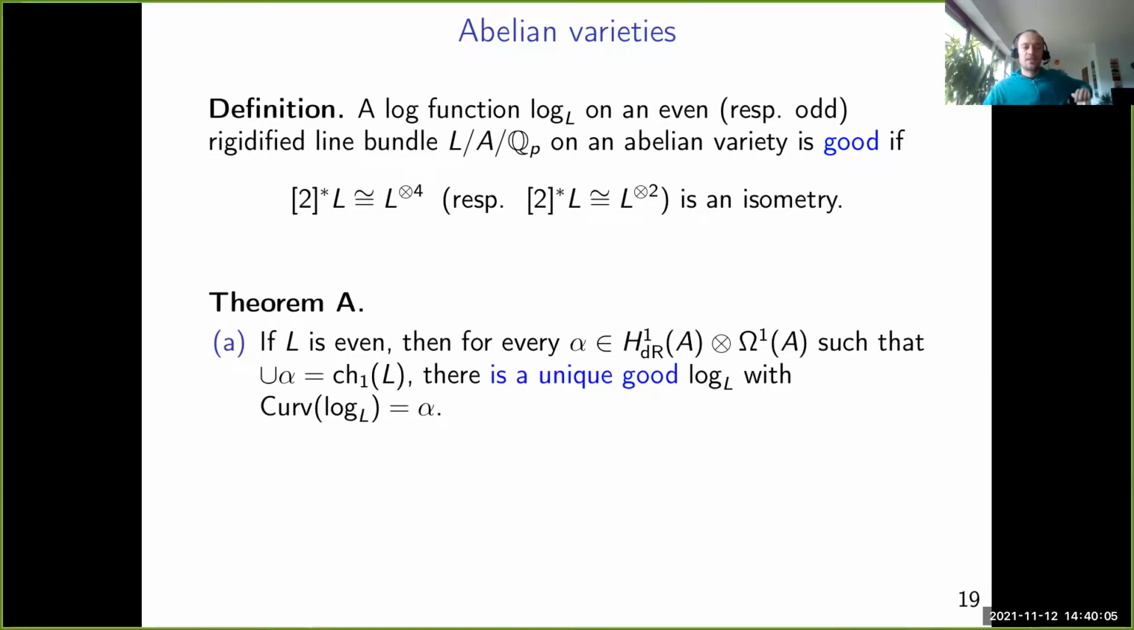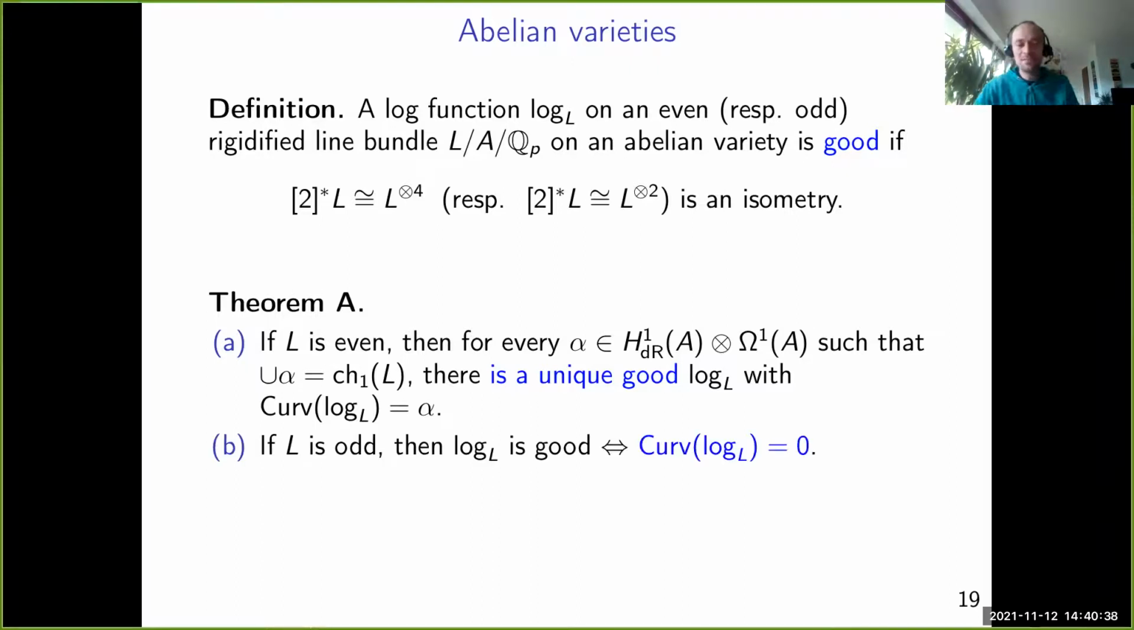And so here's the first main theorem that we have, namely, if you restrict to even, again, symmetric line bundles, then for every curvature form, so every alpha cupping to the first Chern class, there is a unique good log function having that curvature, right? So there's not a unique good log function for every L, like in the classical setting, but once you've also fixed the curvature, then there's this unique good log function. Great.